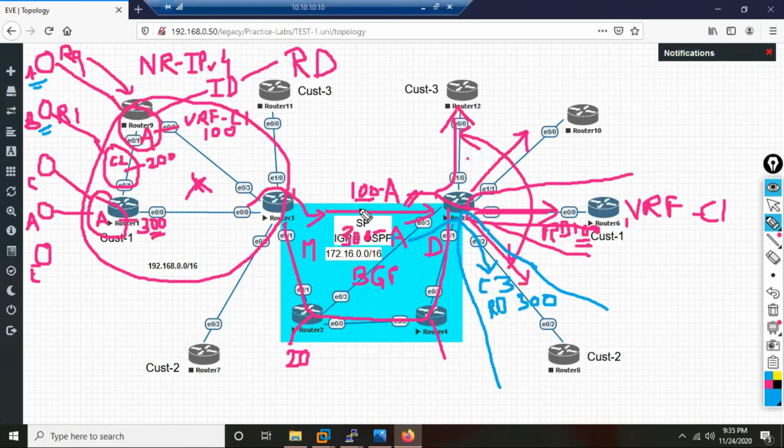The routes are not going as A every time. Now the route also has some additional information to make it unique. And what is that additional information? RD. Right? Because of this, the route is not like a normal IPv4 route. So what is the format of this route? What is this route called now? The customer route in the service provider cloud is now called a VPNv4 route.